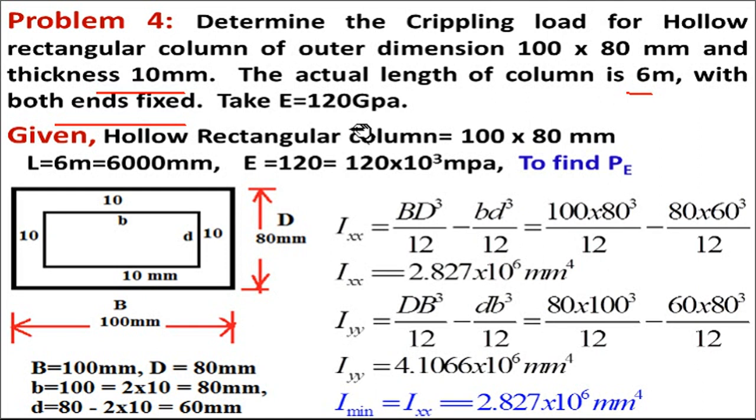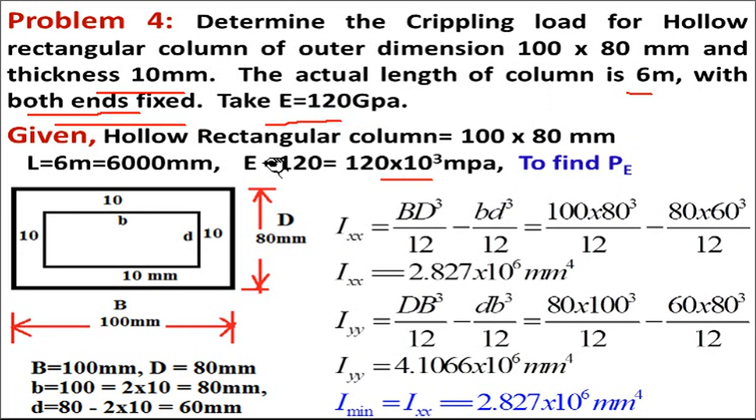If no condition is mentioned, at that time what do you assume? Assume both ends hinged. In that case what happens? Le is equal to L itself. So you can assume that condition, that both ends of the column are hinged or pinned, both are the same, then you can take Le equal to L. But you do this only whenever the end condition of the column is not mentioned. Now in this problem, it is given that both ends are fixed, which means the effective length Le is equal to L by 2.